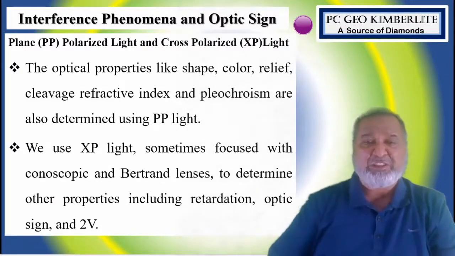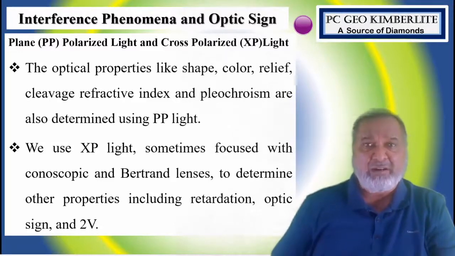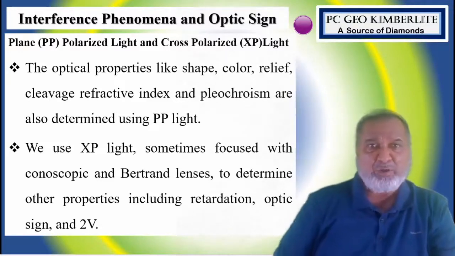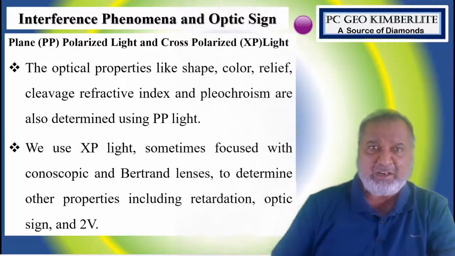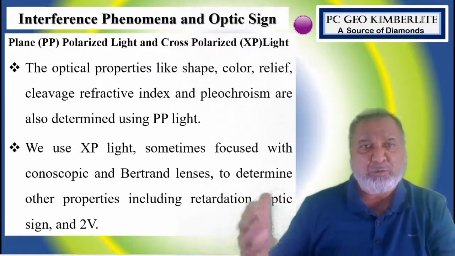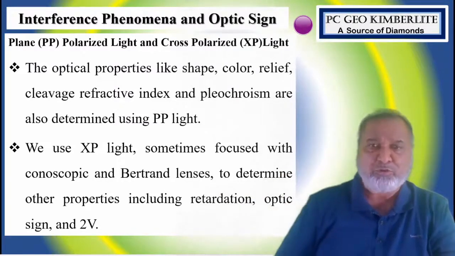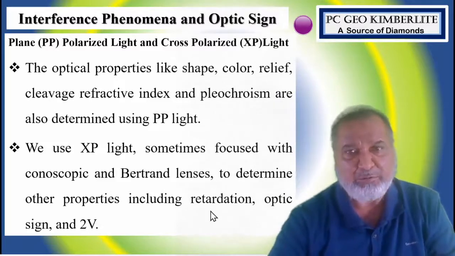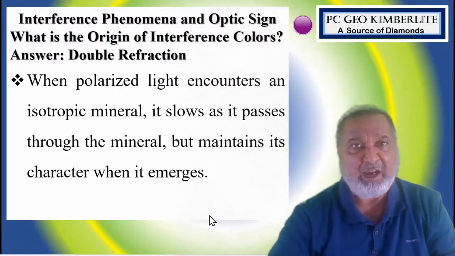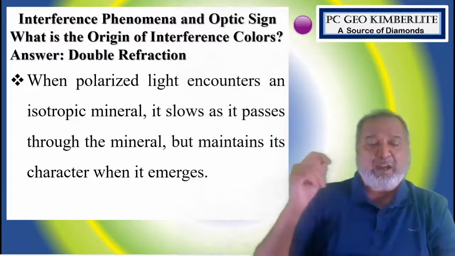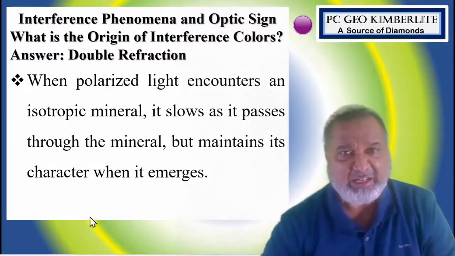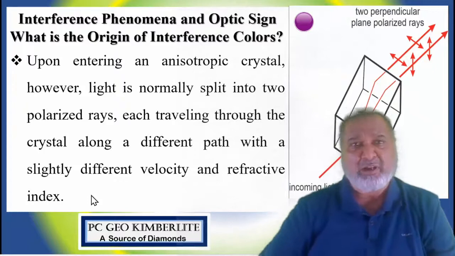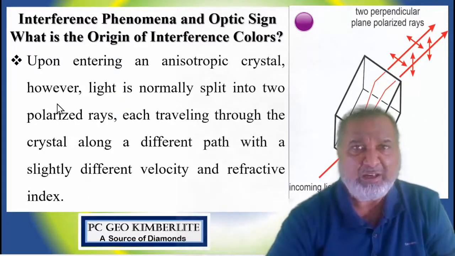The optical properties like shape, color, relief, cleavage, refractive index, and pleochroism are determined using the PP light, that is, plane polarized light. We use the cross polarized light, with the analyzer, crossed nicols, sometimes focused with a conoscopic or Bertrand lens. We can also use the Bertrand lens to determine other properties including retardation, optic sign, and 2V. When polarized light encounters an isotropic mineral, it maintains its character as it passes through, so it remains dark throughout when it is isotropic.